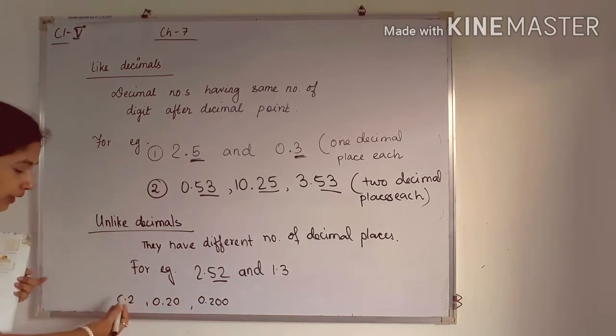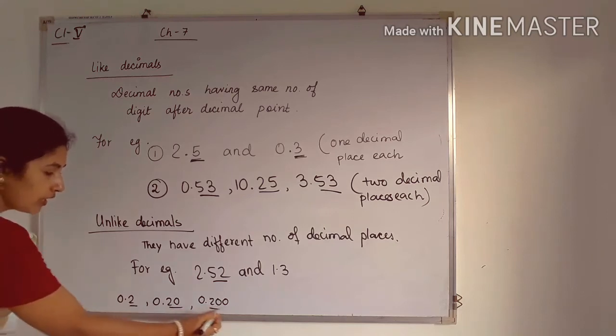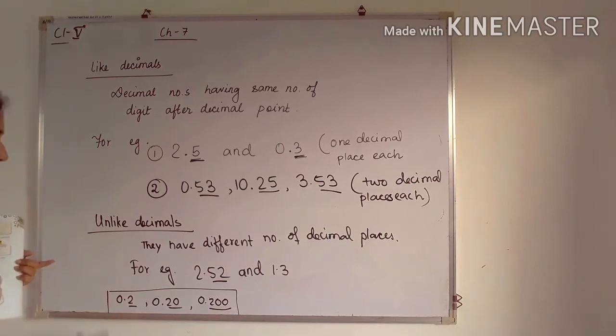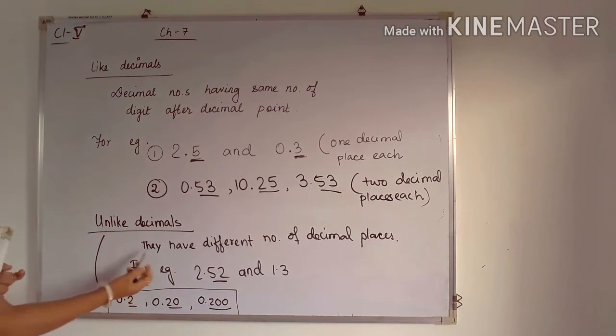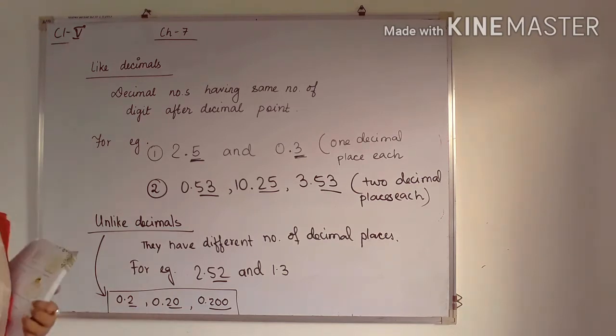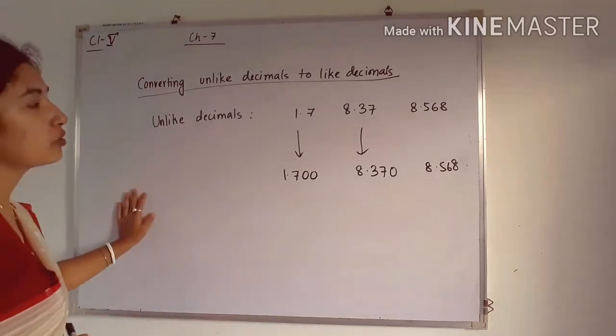Okay, but see the number of digits after the decimal point: here is 1, here is 2, here is 3. So what are they, unlike or like? The answer is they come under unlike decimals, because the definition says that in unlike decimals the number of digits after the decimal point is different. Okay, so equivalent decimals are what? They are unlike. So the next topic is converting unlike decimals to like decimals.